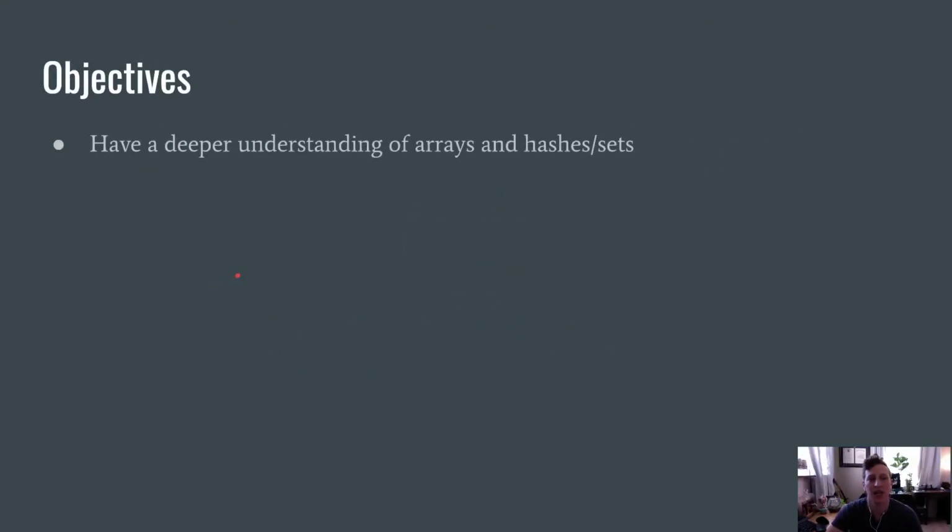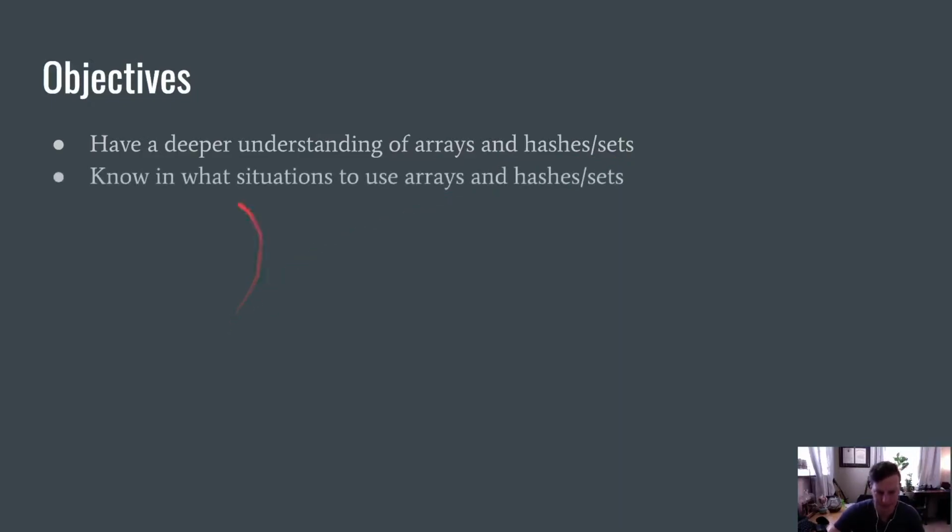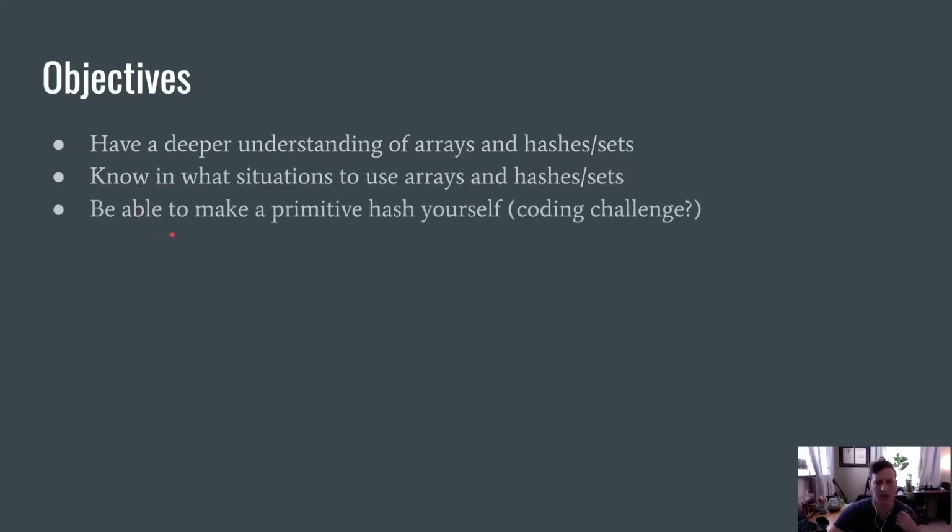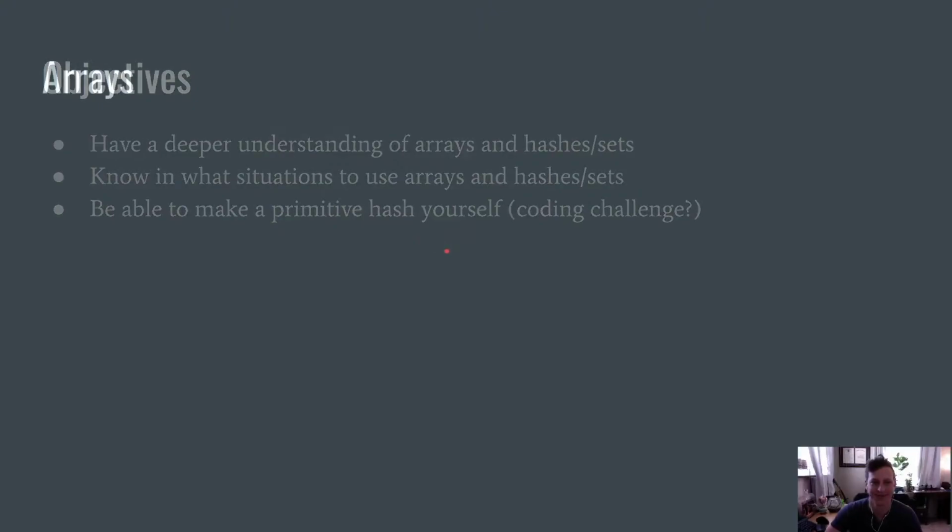Objectives for today: have a deeper understanding of arrays and hashes, and we're actually going to talk about sets as well because they work similar to hashes under the hood. So we want a deeper understanding of these things, and we want to know in what situations to use our hashes and sets. And at the end, we're going to do a little coding challenge where we work on making a primitive hash ourselves in Ruby from scratch. So that should be fun.